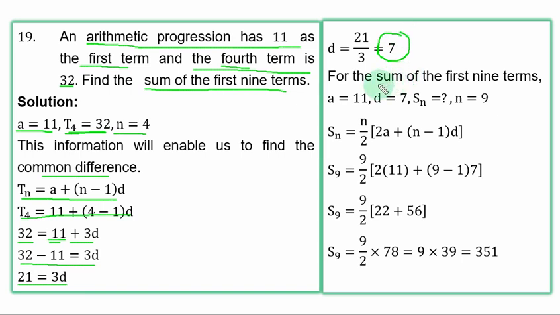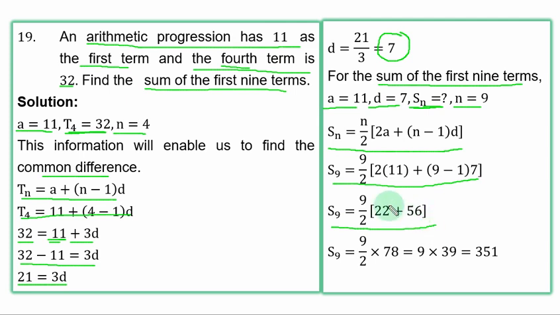Now you can find the sum of the first 9 terms, with a equal to 11, d equal to 7. S sub n, the sum of terms, is unknown. Meanwhile, n is equal to 9. First 9 terms. We use the first version of the formula. You replace n with 9, a with 11, and d with 7. You have this result.